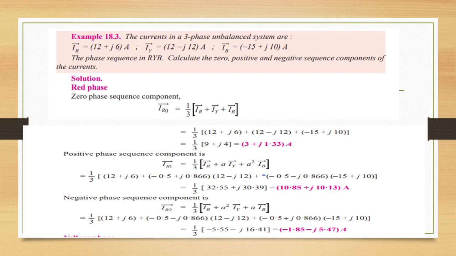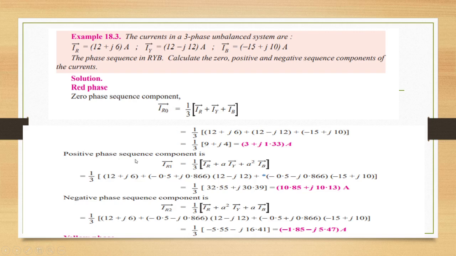So let us see in the red phase. Zero phase sequence component IR0 is equal to 1/3 times (IR plus IY plus IB). IR, IY, IB are given in rectangular form, so you can directly add them. 12 plus 12 is 24. 24 minus 15 is 9. And J6 minus J12 is minus J6. Minus J6 plus J10 will be J4. So directly we are adding them and dividing by 3. And so again, this is the zero phase sequence component.